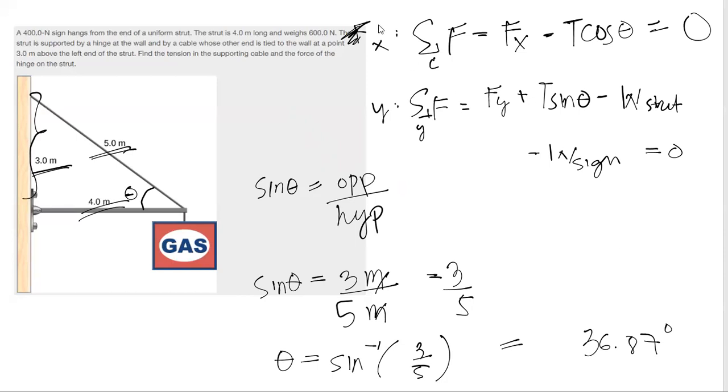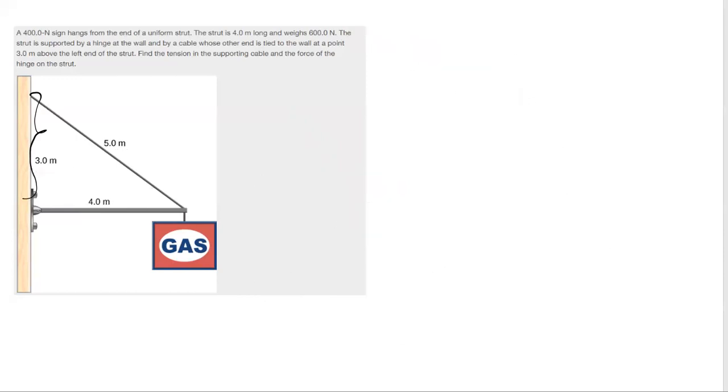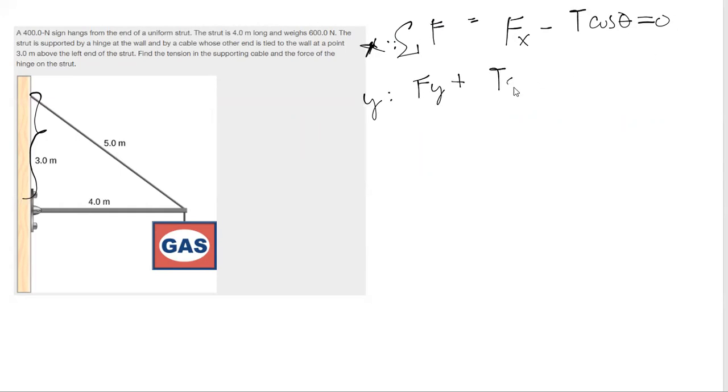So, we set up our two force equations here. Let's rewrite them. For the x component, we have the sum of F sub x equal to Fx minus T cosine theta equals 0. And for the y component, we have Fy plus T sine theta minus W strut minus W sign equal to 0.